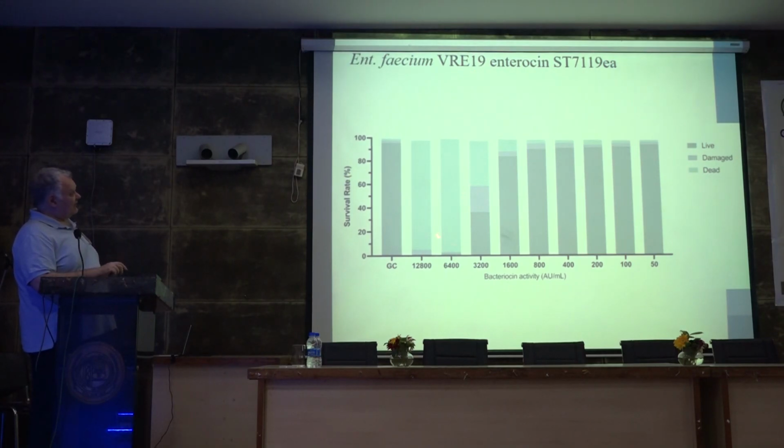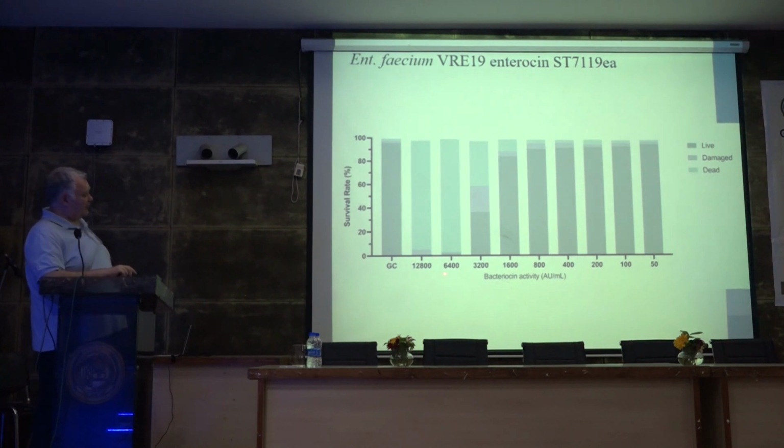faecium with our bacteriocin during flow cytometry to follow what's going on. You see live, damaged, and dead cells. In most of the cases, this is the control, and different levels of the bacteriocin when applied. You have a lot of dead cells and a very small amount of damaged cells when you apply 12,800. When you go further, you have kind of a breaking point between 6,000 and 3,000 units. So now we have live cells, dead and damaged cells.